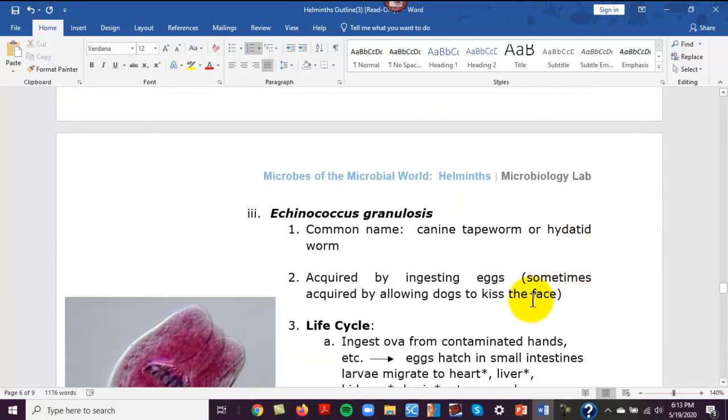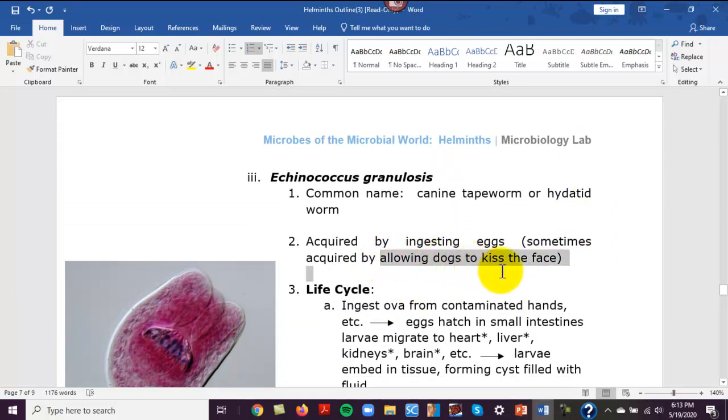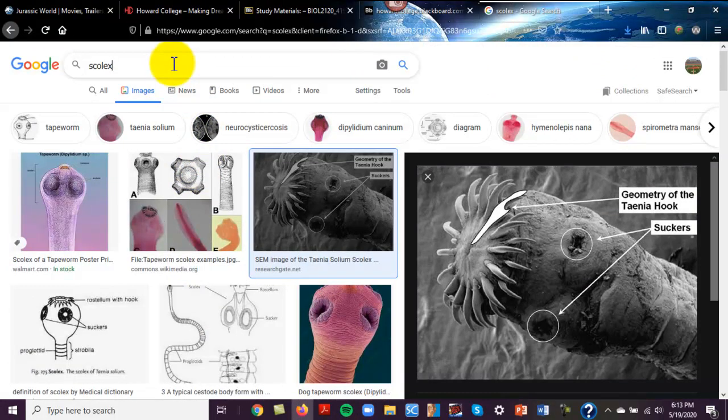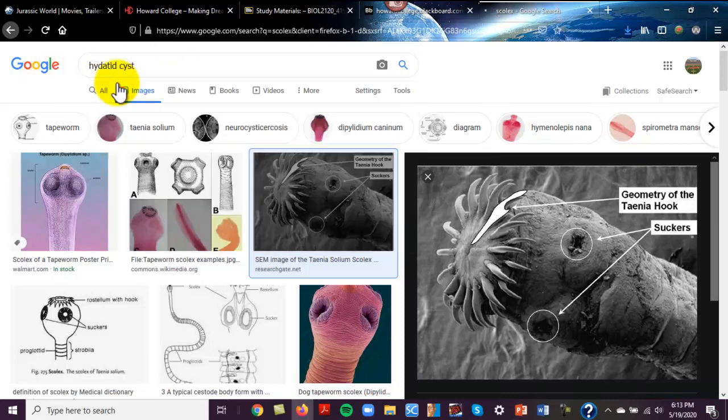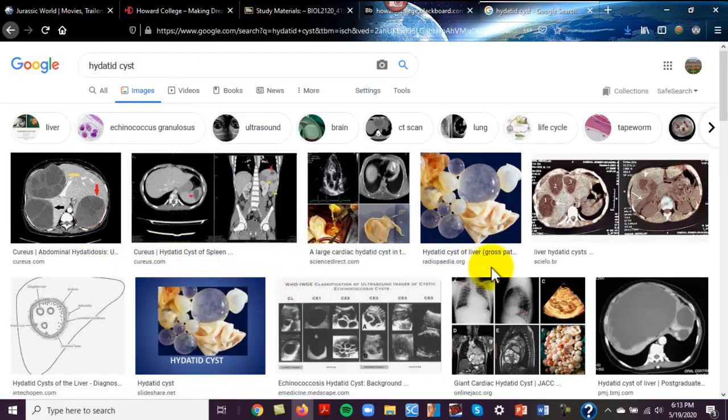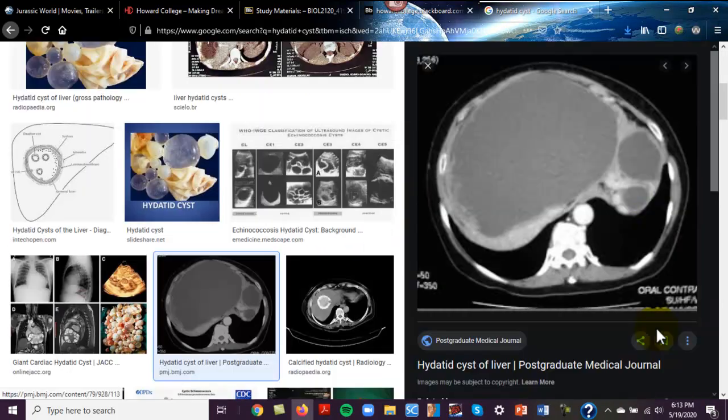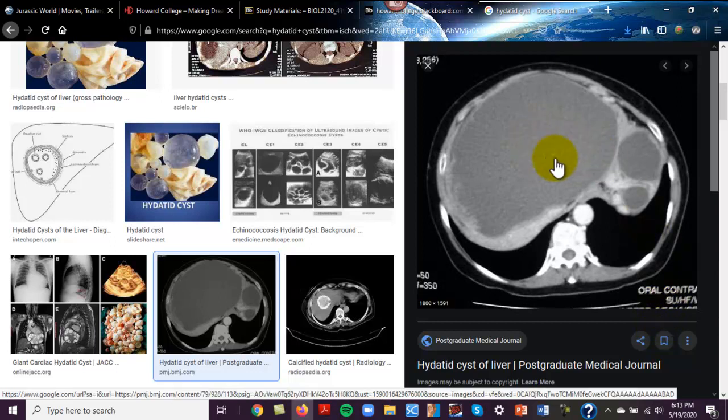Okay, now this one, I'm going to do this. Echinococcus granulosus. What a name. The canine tapeworm or hydatid worm. The reason they're called the hydatid worm is they don't form a worm in a human being. They form, if you type in hydatid cyst, oh my goodness. If you're wondering, it's an MRI.